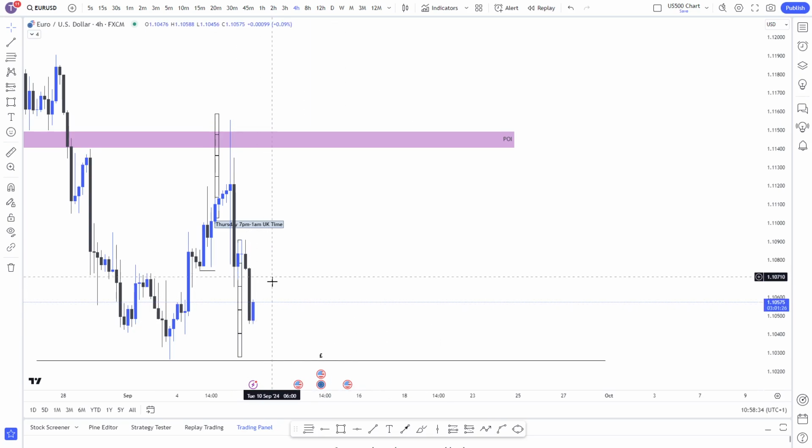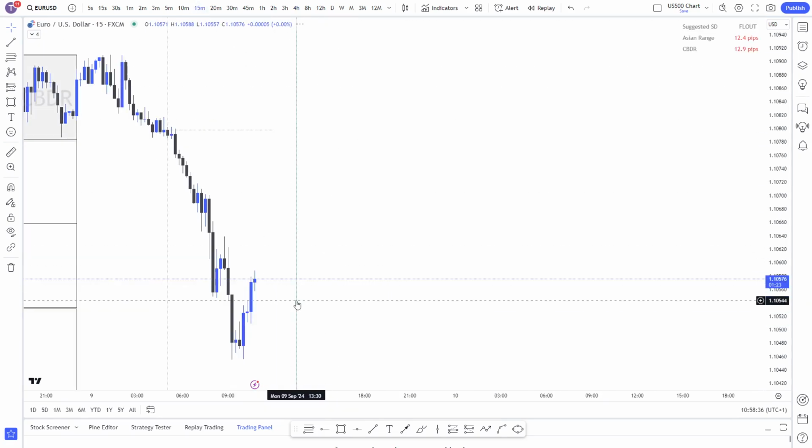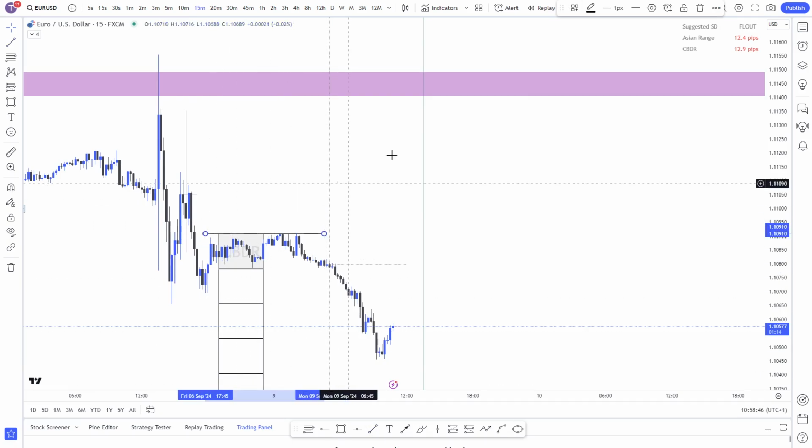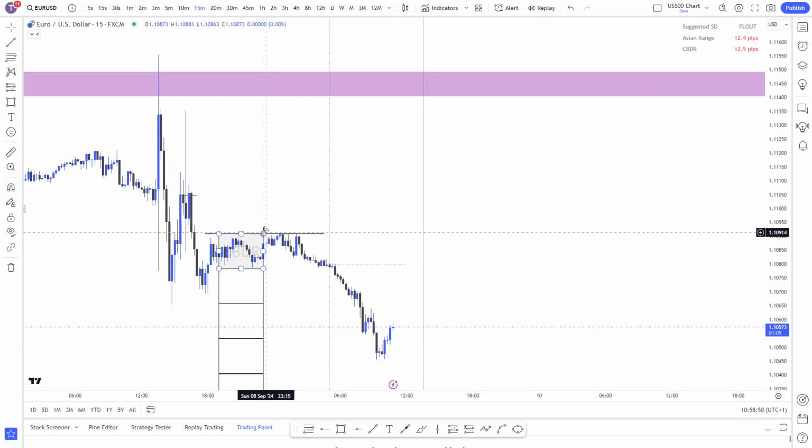So if we start retracing back, I'm utilizing today's central bank dealers range to basically give me a bit of a hint as to what could potentially happen. Now, we have got relative equal highs forming. We haven't got any news today, but if price was to sweep above this area and then sell off again, I could utilize the standard deviations to see if it goes to the bullish side.